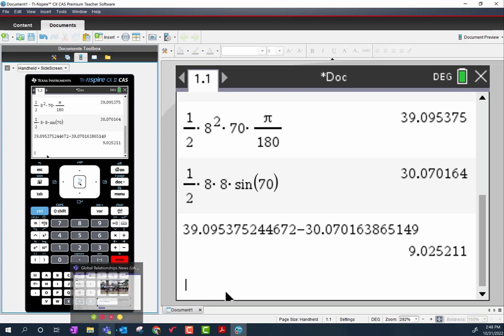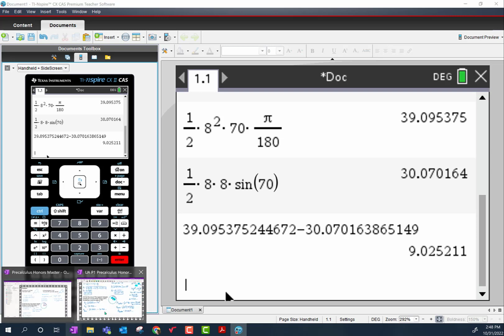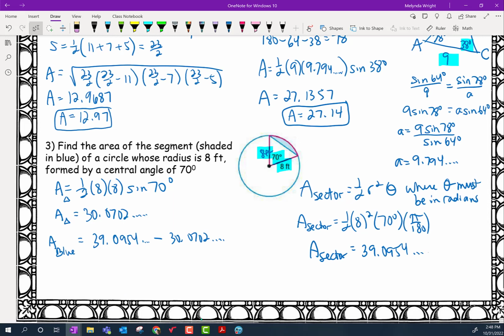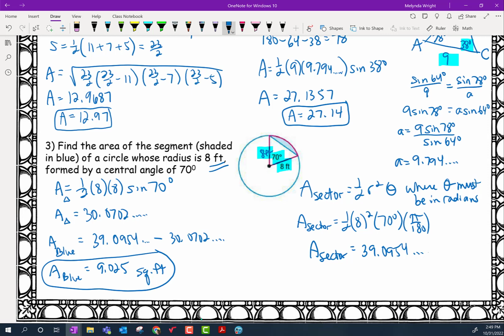So the area of the blue is 9.025, and we do have units, it's feet, so that would be in square feet. All right, how are we doing?